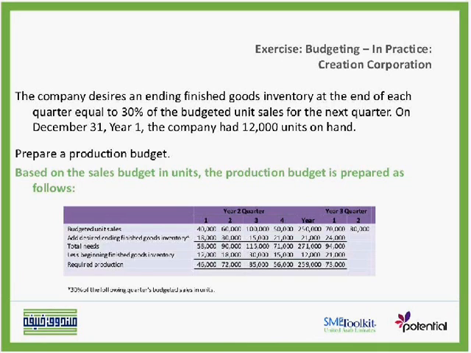Now, the same as what we did before. The company desires an ending finished goods inventory at the end of each quarter equal to 30% of the budgeted unit sales for the next quarter. On December 31st, year 1, the company had 12,000 units on hand. So they started with 12,000 units remaining from the previous quarter.